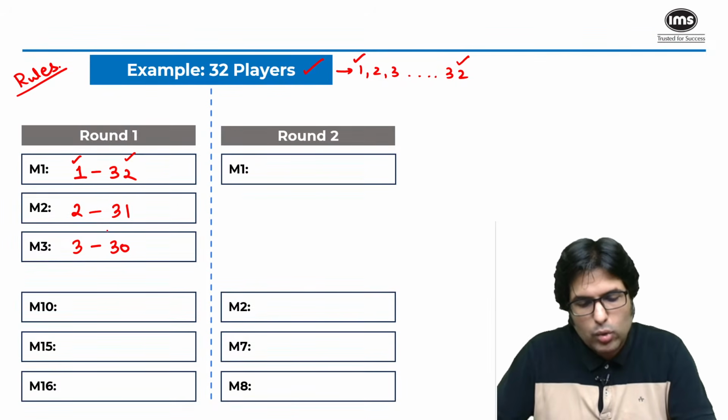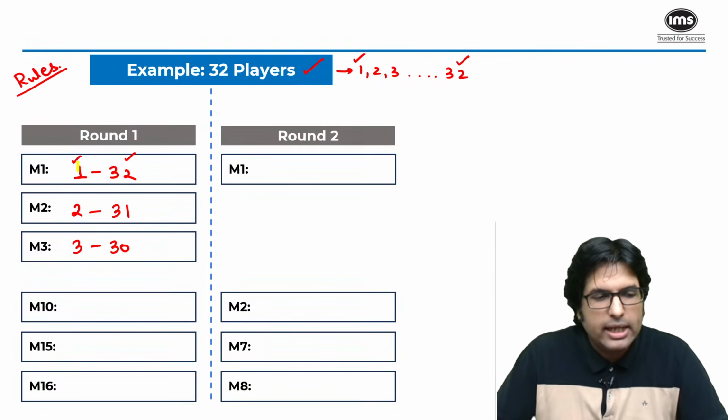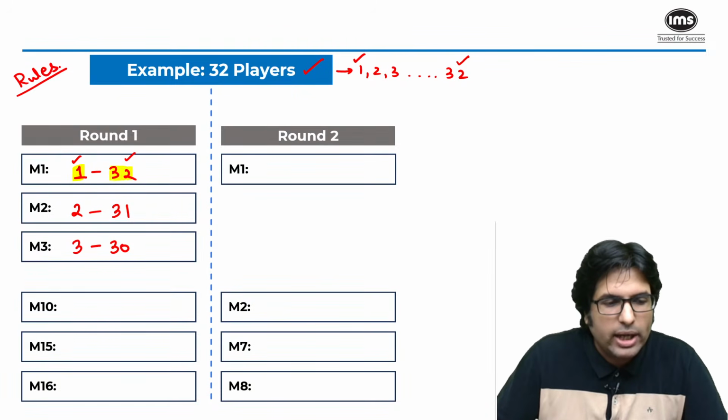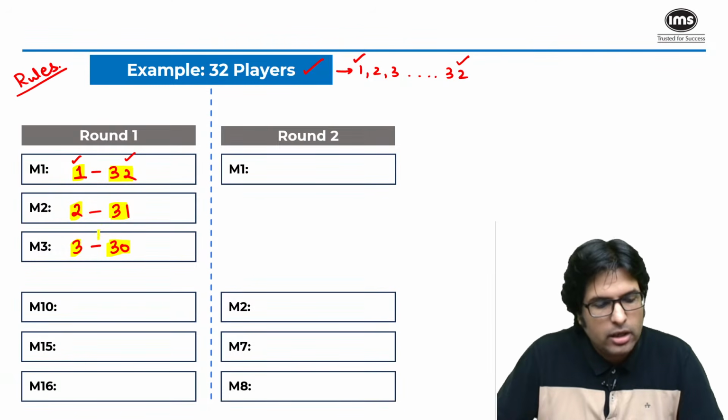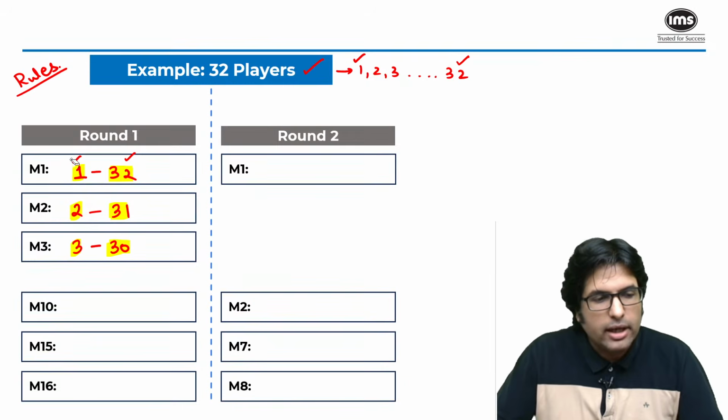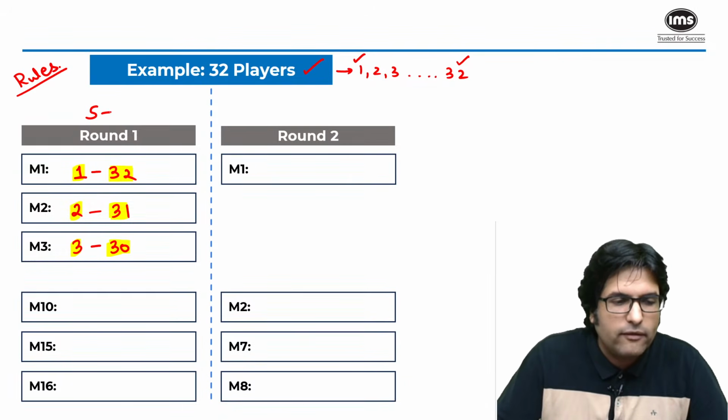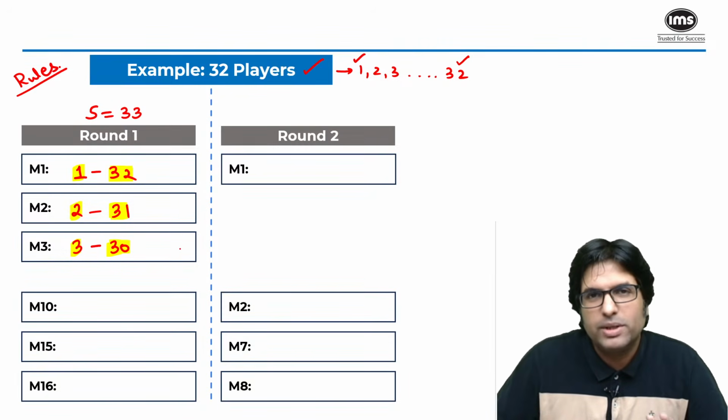Now I want you to understand, based on this, is there a pattern that we could get for the numbers that we are getting here for every match? Can you find a pattern? The pattern should be fairly simple. If you add the ranks, 1 plus 32 is 33, 2 plus 31 is 33, 3 plus 30 is 33 again. Therefore, can I say that I could directly write that the sum of ranks for round 1 would be equal to 33? I hope this pattern is clear.